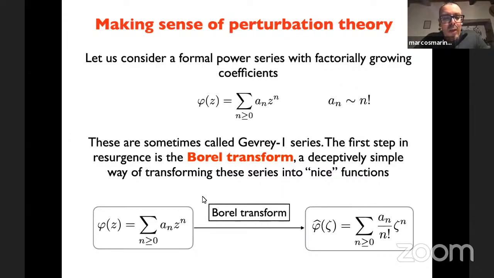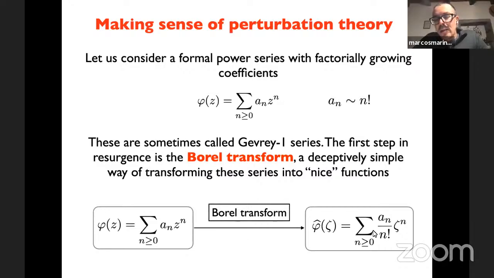So what you do is you just take the original formal power series, which has zero radius of convergence, and you create another object, which is another series, which I call hat phi of a different variable zeta.